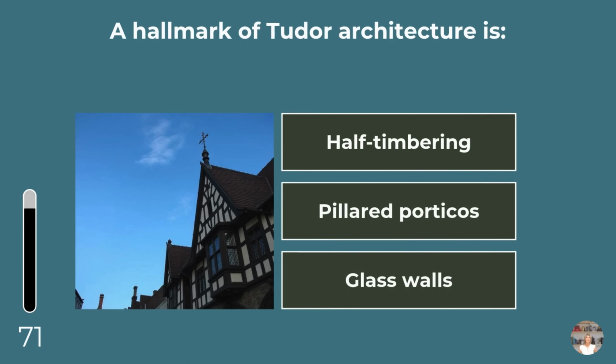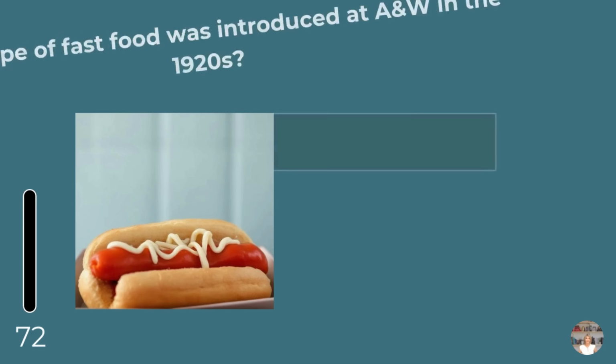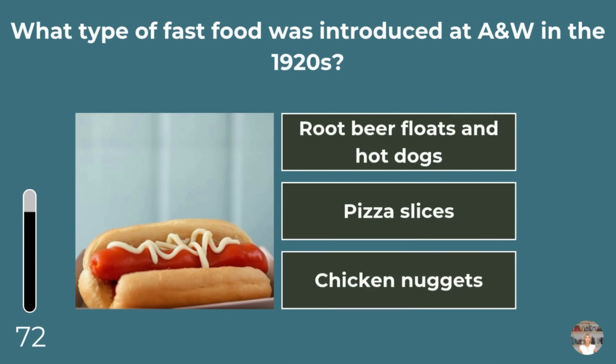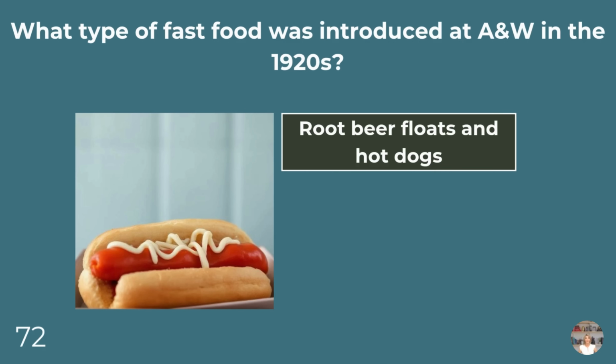A hallmark of Tudor architecture is half timbering, pillared porticos, or glass walls. Half timbering. What type of fast food was introduced at A&W in the 1920s? Root beer floats and hot dogs, pizza slices, or chicken nuggets? Root beer floats and hot dogs.